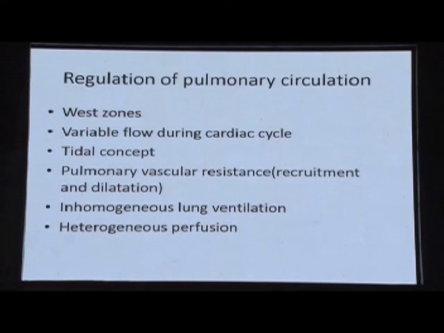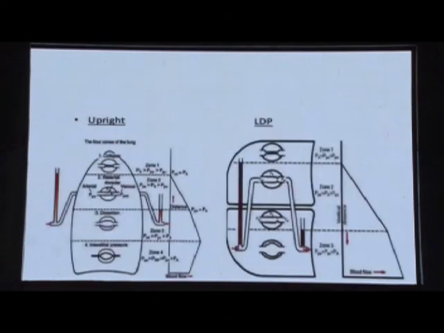So those zones are very important to remember in the supine, lateral decubitus, and prone positions. All those things affect those zones. The perfusion to the lung is heterogeneous, and also the ventilation is not homogeneous in the entire lung. That's something we all have to keep in mind. So these are the typical zone 1, 2, 3, 4 of the lung when the patient is standing, and these are the zones when the patient is on the side.